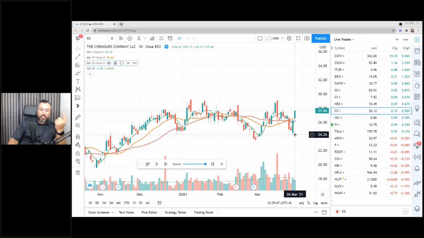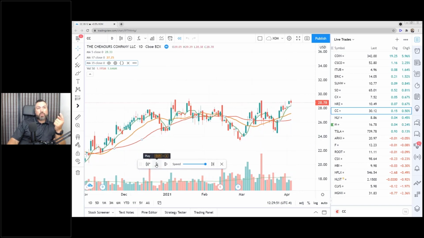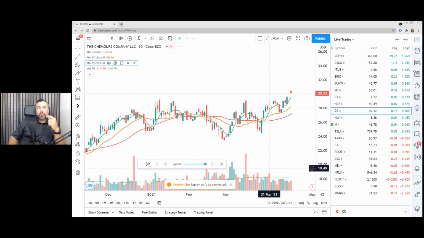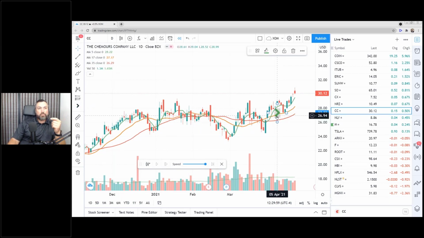That's what we look for, okay? We're looking for those crosses to take place. You see how it reacted after that? And then you can see how it also reacts off of the trend line. It came off and bounced right off that 17. See that orange is the 17 in the middle.